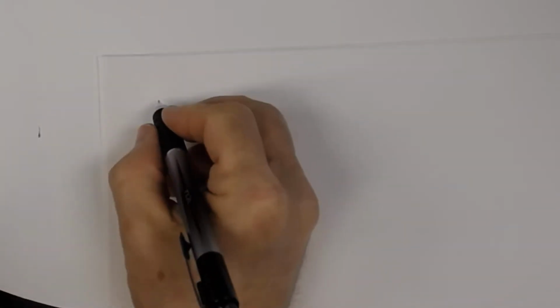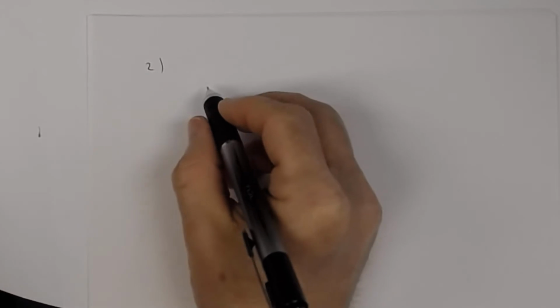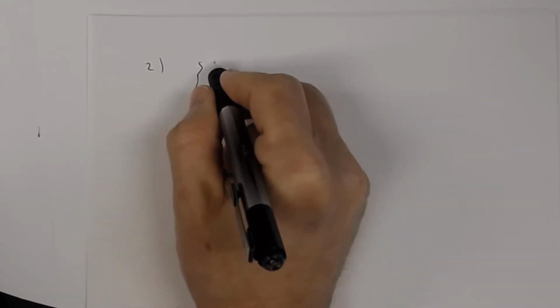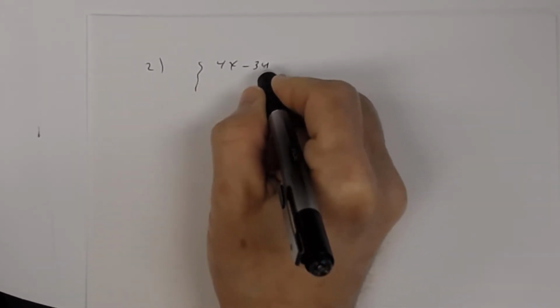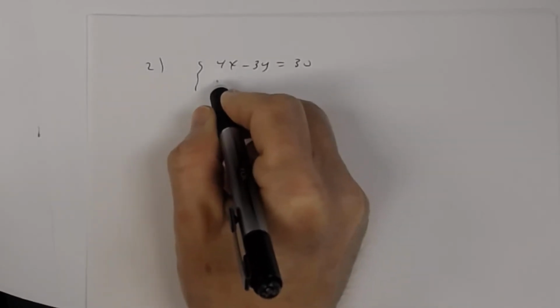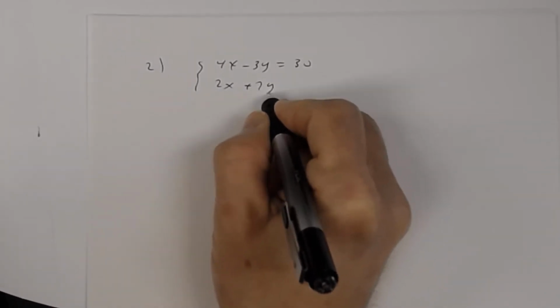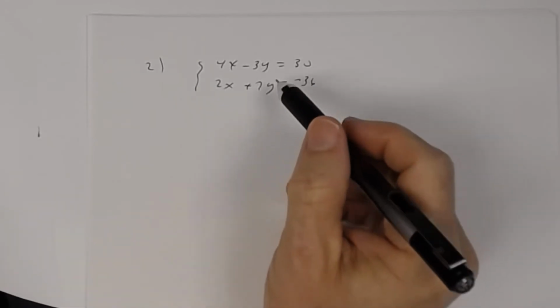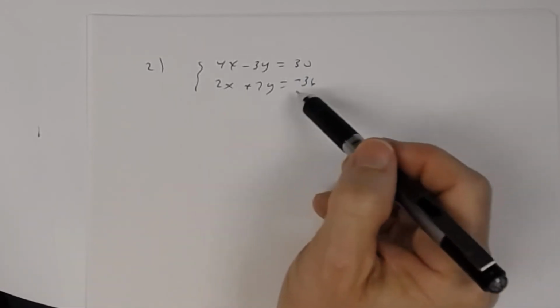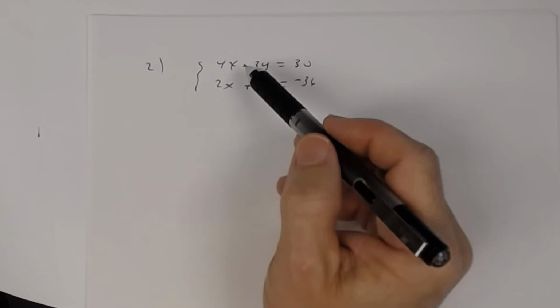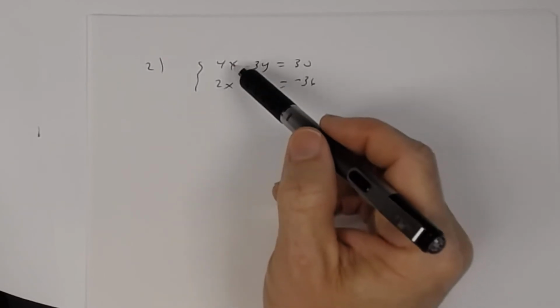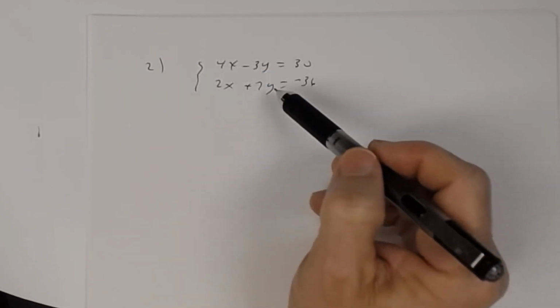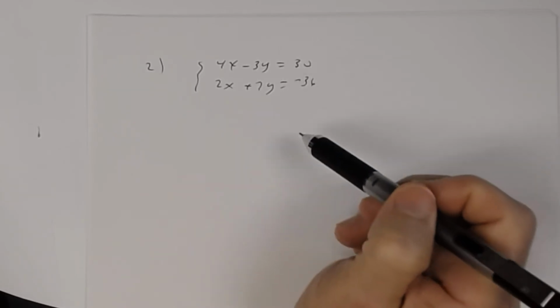Number 2, we have 4x minus 3y equal 30, and then 2x plus 7y equal negative 36. So again, let's remember that first you want to make sure that the variables are aligned. So the x's are together, the y's are together, and the constants on the other side.